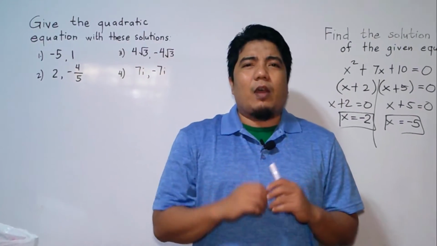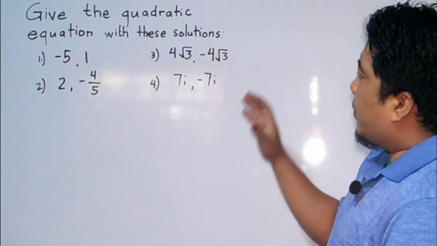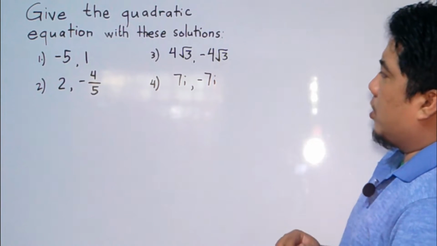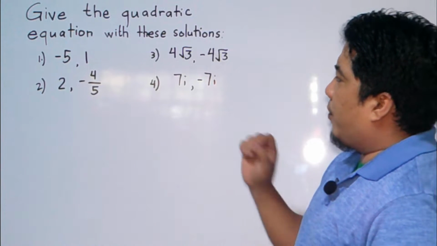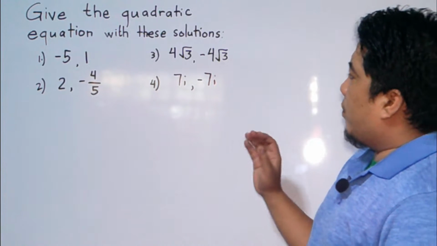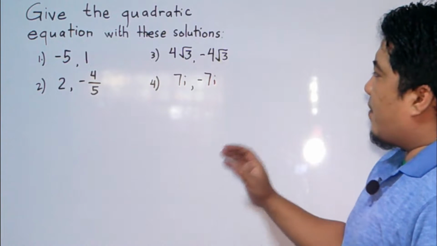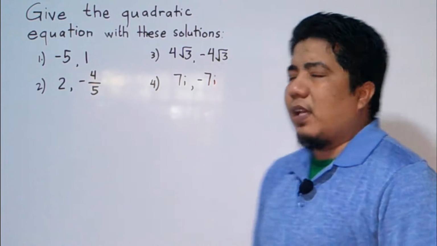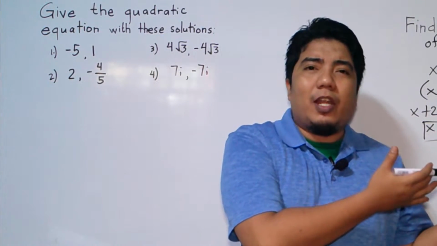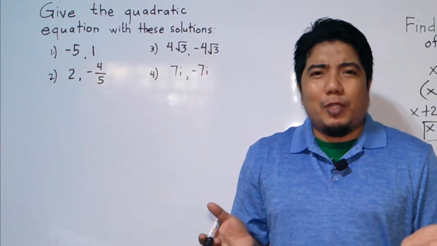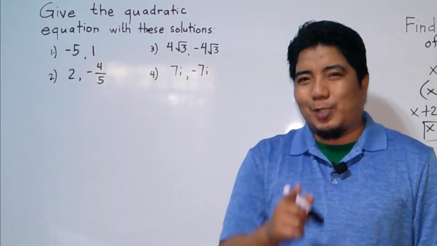Easy, right? Now, let us consider this given problem. Give the quadratic equation with these solutions. Number 1, negative 5 and 1. Number 2, 2 and negative 4/5. Number 3, 4 square root of 3 and negative 4 square root of 3. And number 4, 7i and negative 7i. This is completely opposite to what we just did earlier. So, how do we do this? You want to find out? Stick around, I'll show you how.